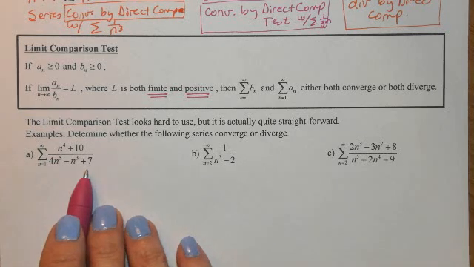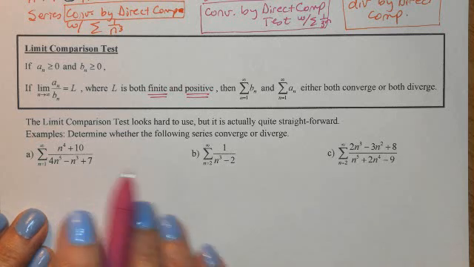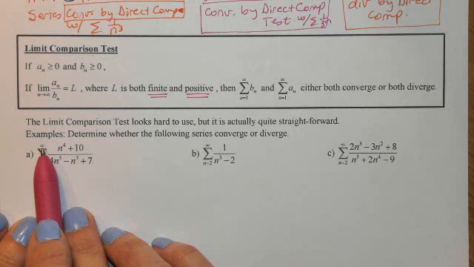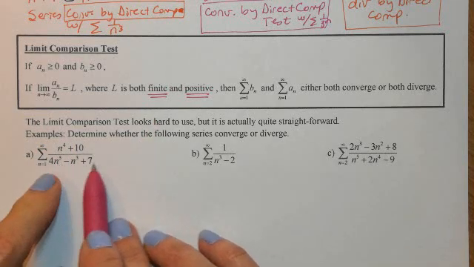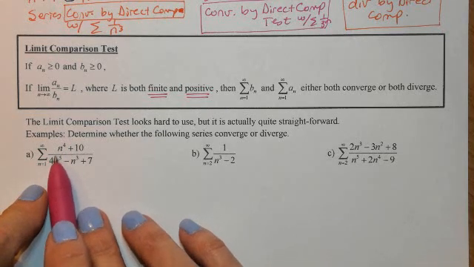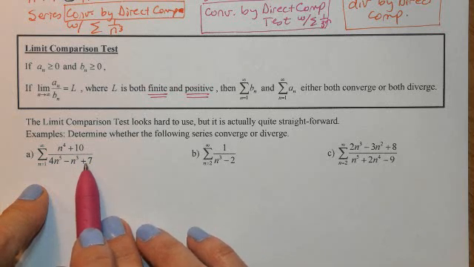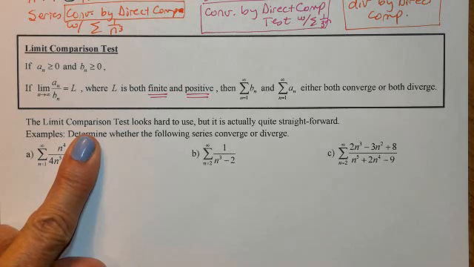So A looks unpleasant. Do you agree? It looks unpleasant. But let's simplify things. As n goes to infinity, the plus 10 doesn't matter. And in the bottom, only the highest degree term even matters. It's the only thing that matters. The n cubed and the 7, they really don't matter. So this behaves like n to the 4th over 4n to the 5th. That's what it behaves like.